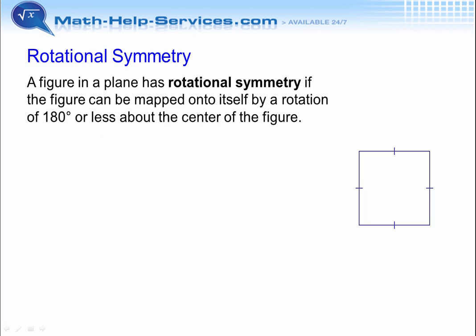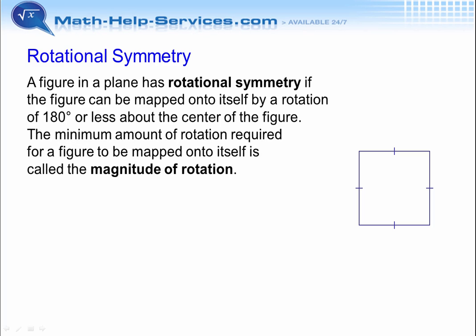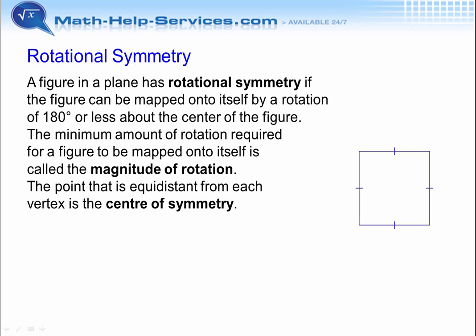Rotational symmetry. A figure in a plane has rotational symmetry if the figure can be mapped onto itself by a rotation of 180 degrees or less about the center of the figure. The minimum amount of rotation required for a figure to be mapped onto itself is called the magnitude of rotation. The point that is equidistant from each vertex is called the center of symmetry.